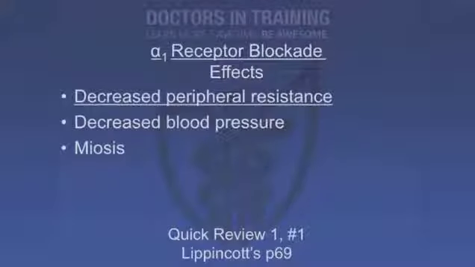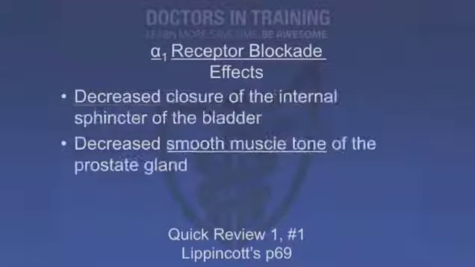So here we're talking about alpha-1 receptor blockade. What does an alpha-1 antagonist do? Basically, it's going to do the opposite of what an alpha-1 stimulator, an alpha-1 agonist does. So alpha-1 blockers will cause a decrease in peripheral resistance, which is going to decrease your blood pressure. They'll also lead to miosis, or constriction of the pupils. They will lead to decreased closure of the internal sphincter of the bladder, and they will also cause decreased smooth muscle tone of the prostate gland.